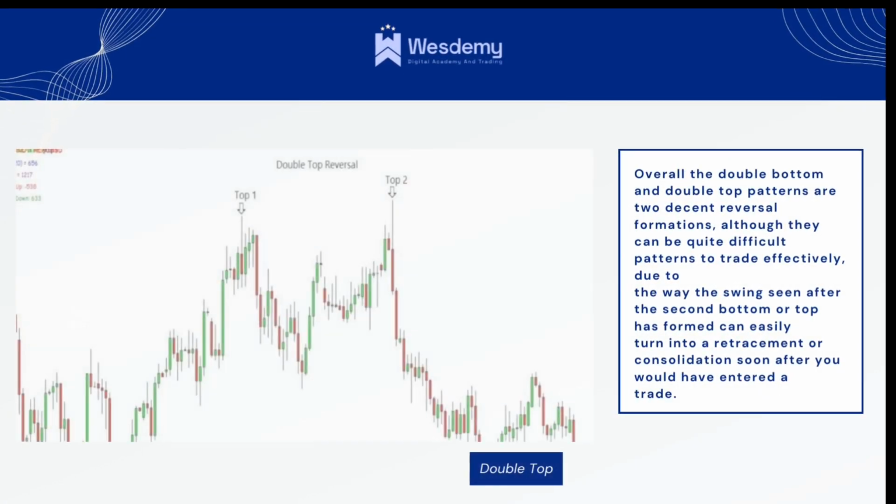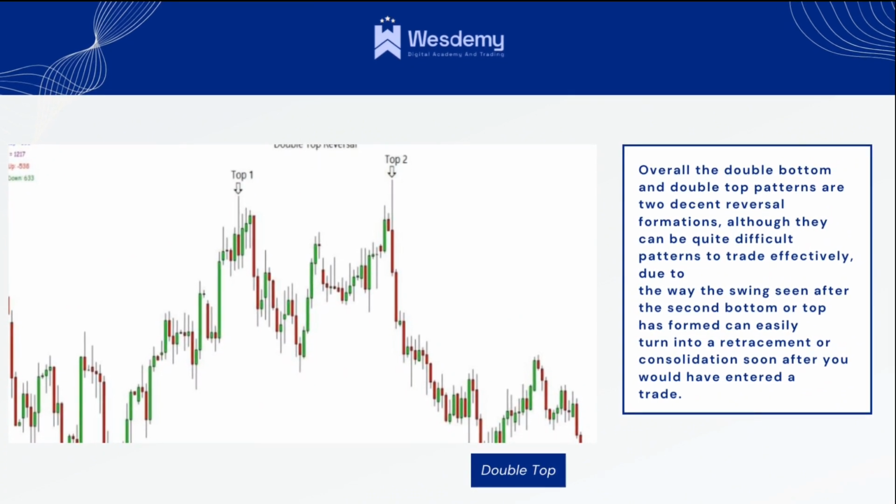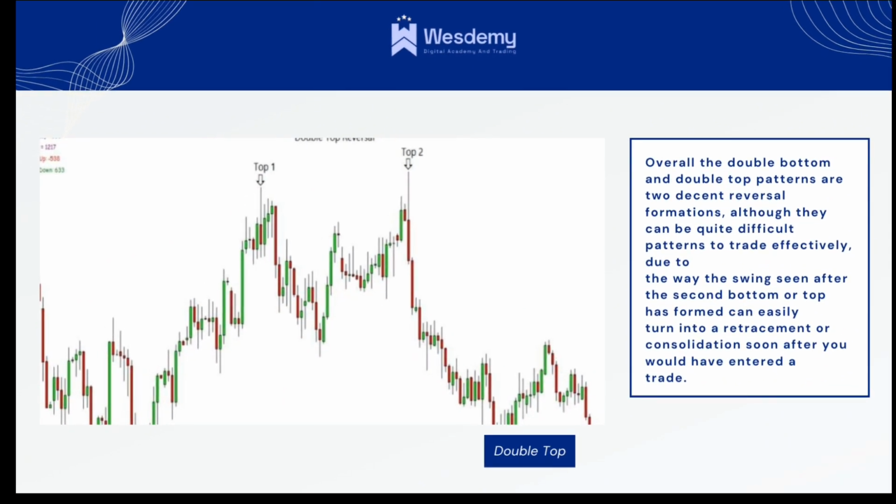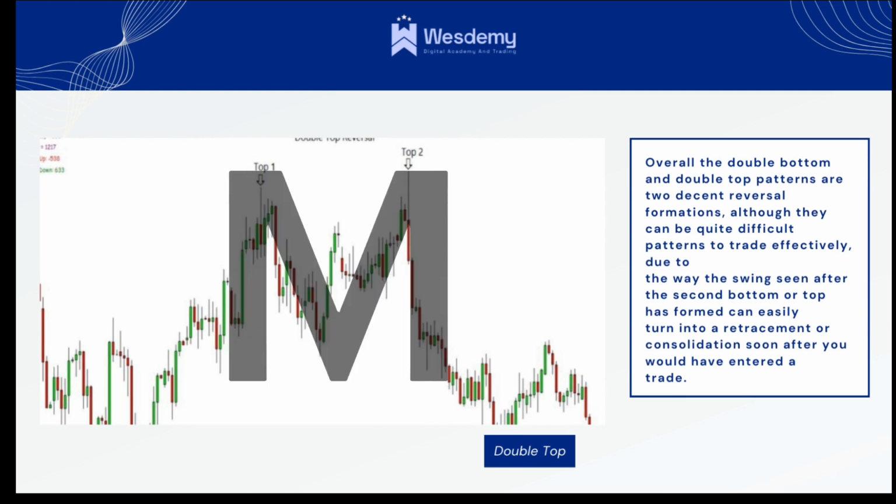Looking at the double top, it makes two swing highs. This gets to look like the letter M. Some people refer to it as the M trading strategy.